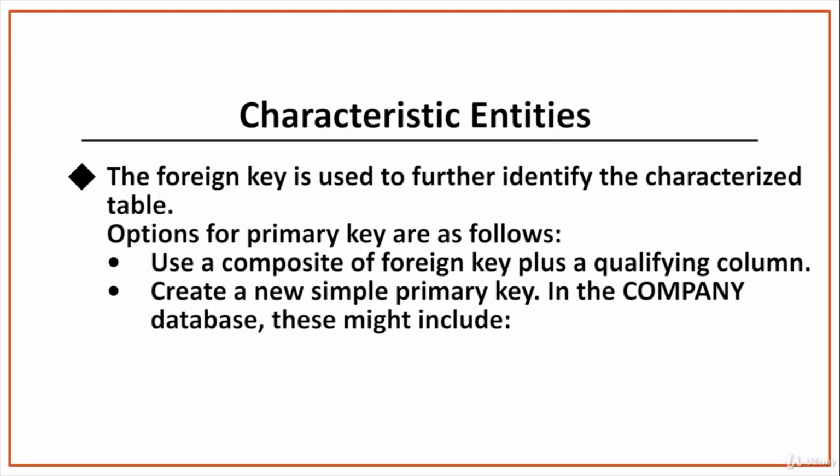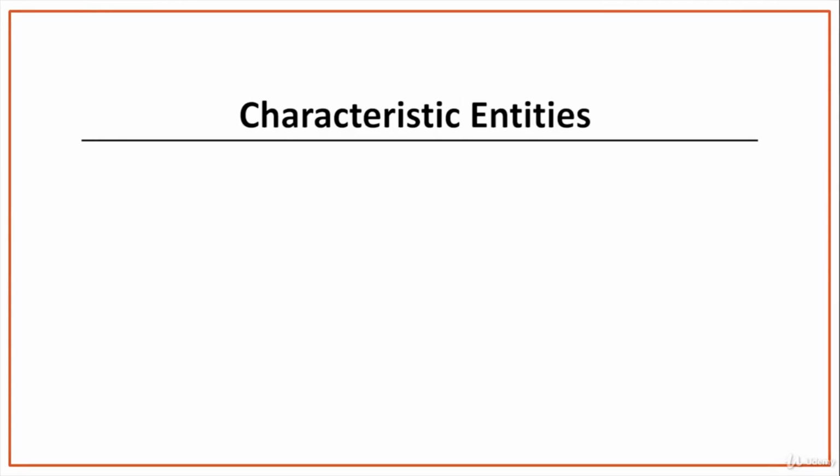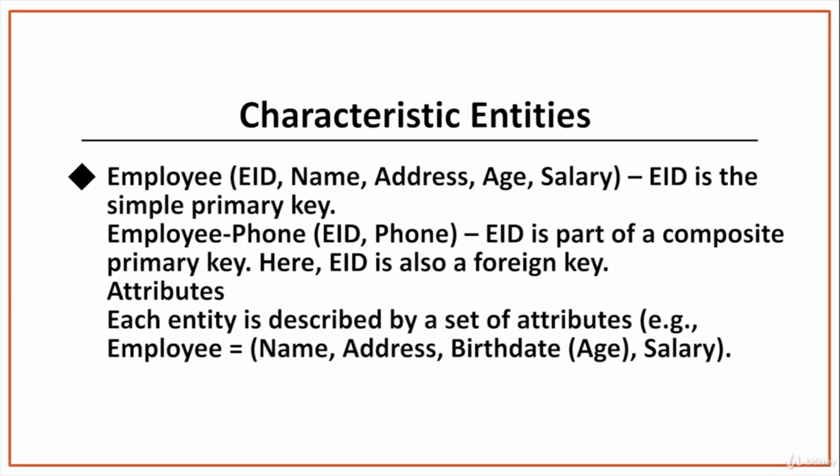In the company database, these might include employee, like EID, name, address, age, salary. EID is the simple primary key. Employee phone: EID, phone. EID is part of a composite primary key. Here, EID is also a foreign key.